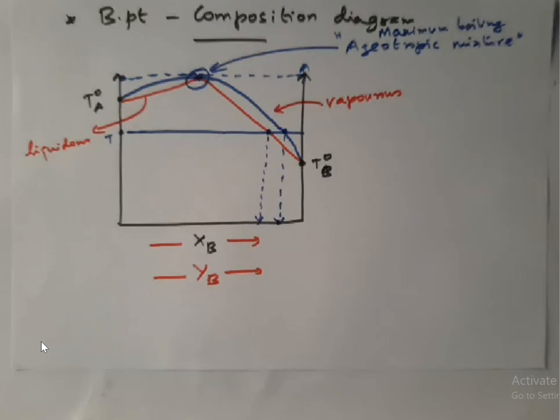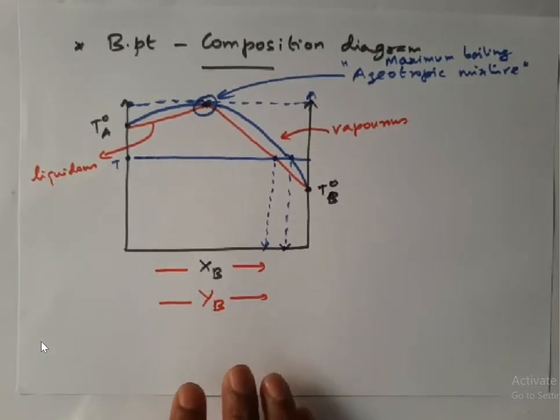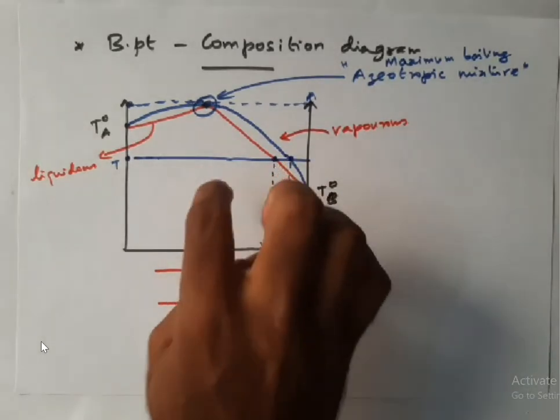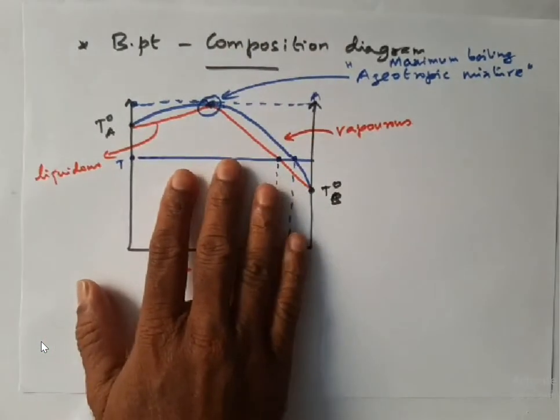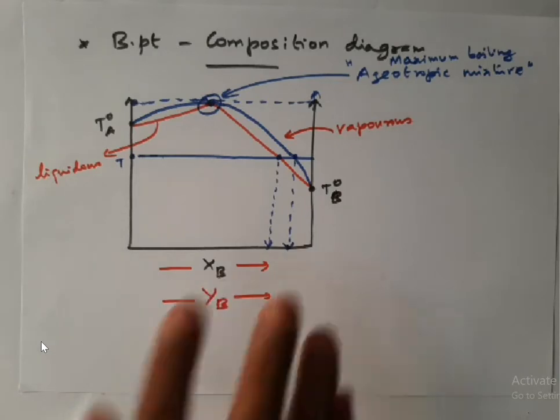So the point is very clear. For a solution showing positive deviation, you will get a minimum boiling azeotropic mixture, whereas for a solution showing negative deviation, we will get a maximum boiling azeotropic mixture. Okay, students, is this clear? Any doubt?